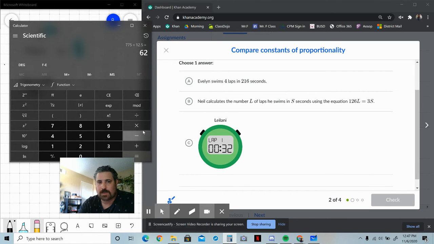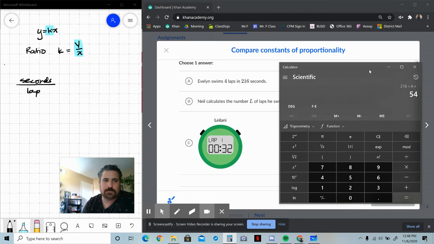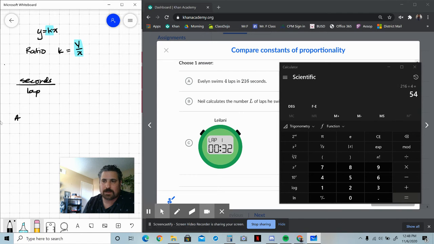So you got 216 seconds in 4 laps. That's an average rate of 54 seconds per lap. Okay, so for choice A, the rate that you're looking at there is 54 seconds per lap. Okay, I'll do a little L for lap.